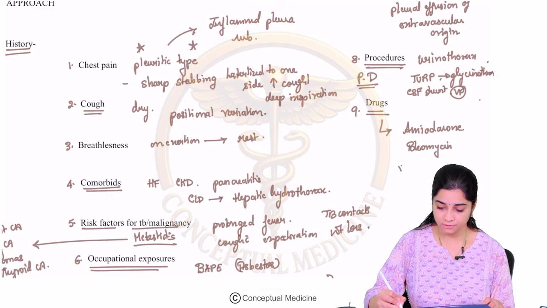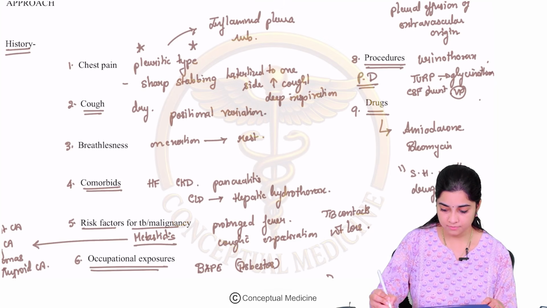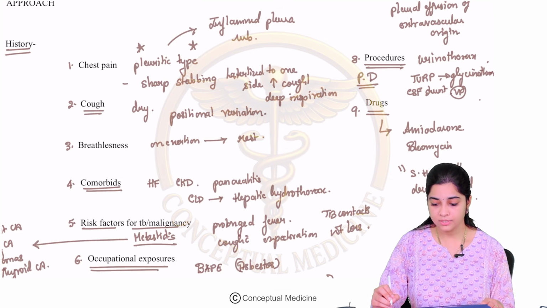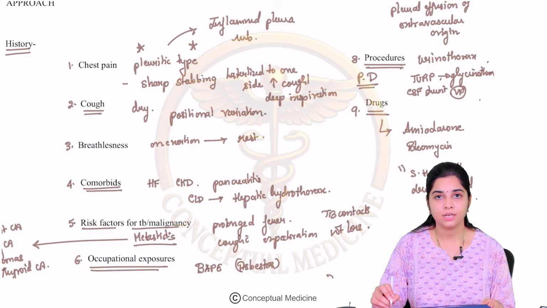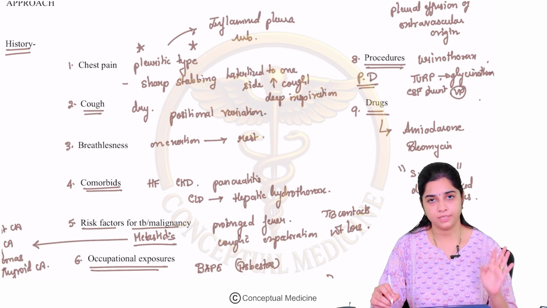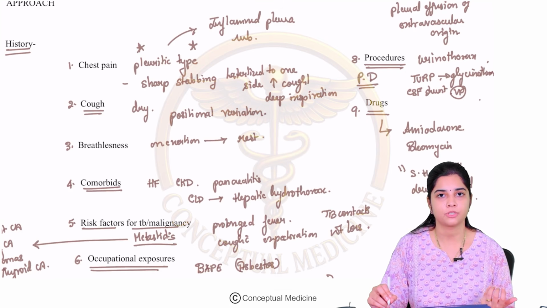Then you would have heard of this SHIP group of drugs which are associated with drug-induced lupus, right? So this includes your sulfa drugs, INH, hydralazine and procainamide. So this group of drugs which are associated with drug-induced lupus can also result in pleural effusions.